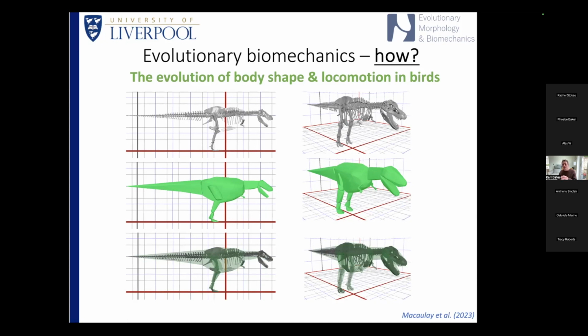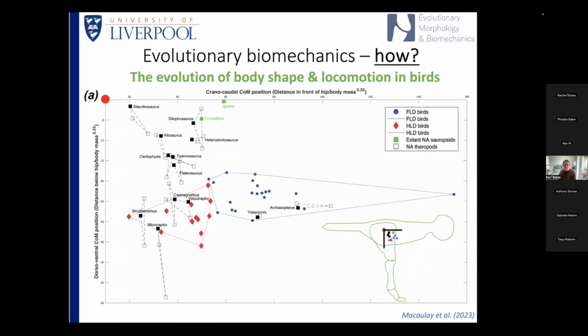And again, we've done that to a whole series of fossils across the bird line. And of course, this gives us a center of mass as well. And we get this really horrible graph, which I'm going to try and explain. So basically, this cartoon here illustrates what this graph shows.